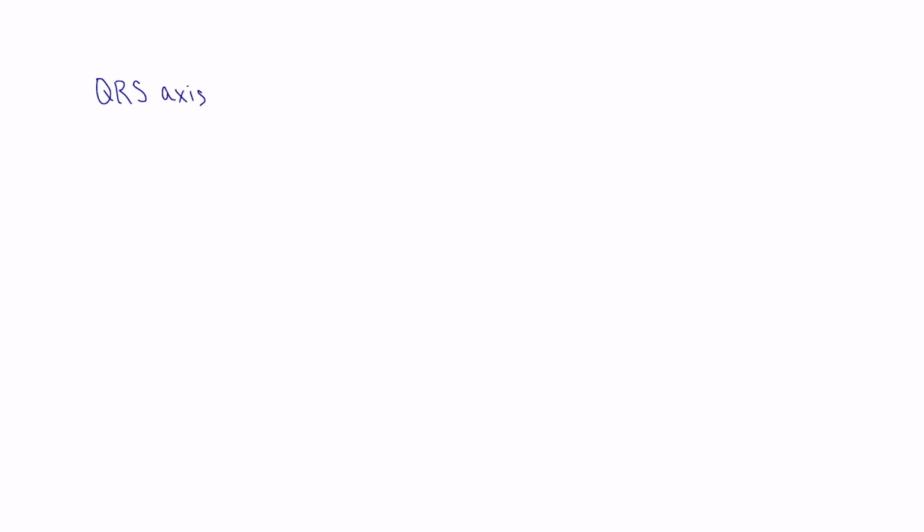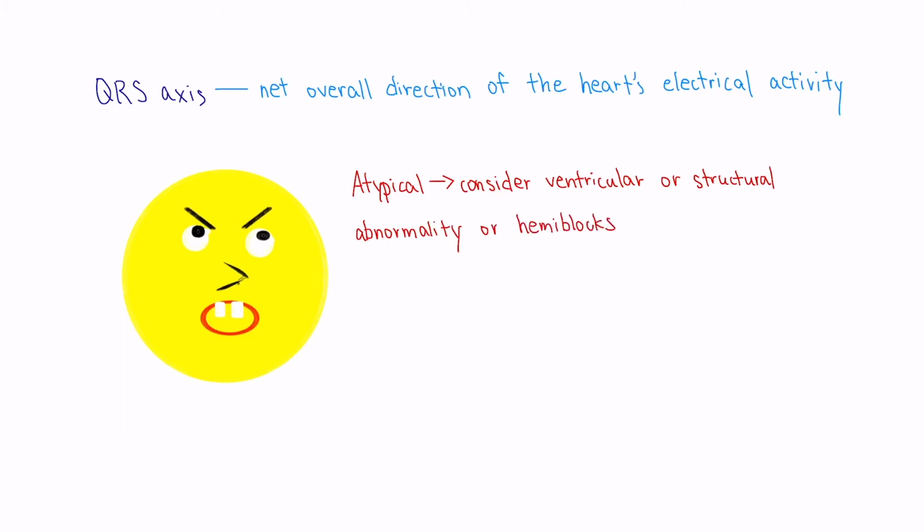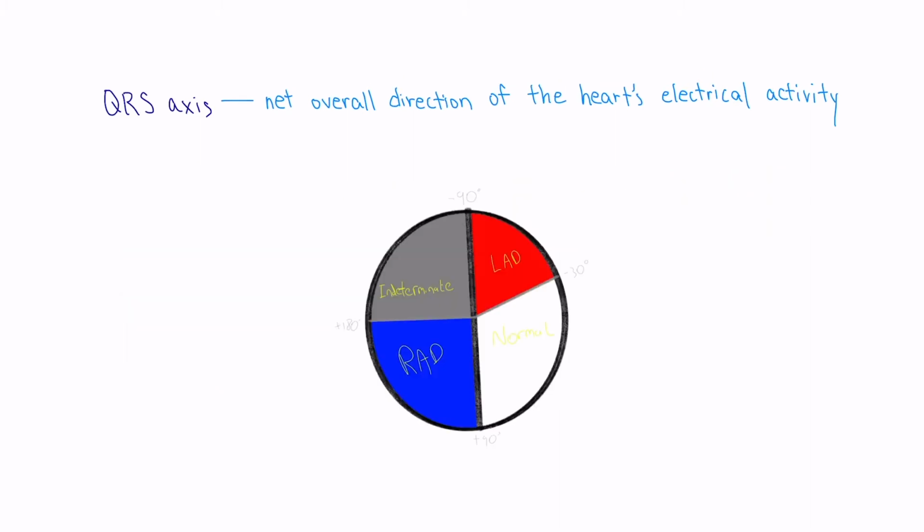The QRS Axis tells you the net overall direction of the heart's electrical activity. Why do we care about this, you ask? You might want to consider the possibility of ventricular or structural abnormality, or hemiblocks if the axis is atypical. Here is a picture of the axis on the heart. No idea why quadrant 1 is negative. But hey, even the heart is lopsided, so who knows?